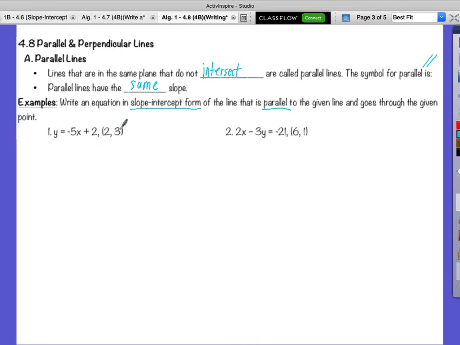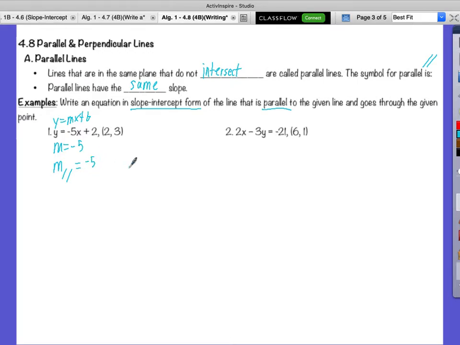Before we did this by graphing, didn't we? We said it has to go through the point, and then we had to find the slope. So we're still going to have to find the slope, and we're still going to have to use this point. What's the slope of y equals negative 5x plus 2? Negative 5. Why do you know that? It's with the x. This is in slope-intercept form because y is by itself. It's in y equals mx plus b, so our m here is negative 5. So if the original slope is negative 5, what's the parallel line going to be? Negative 5. Negative 5 is the same.